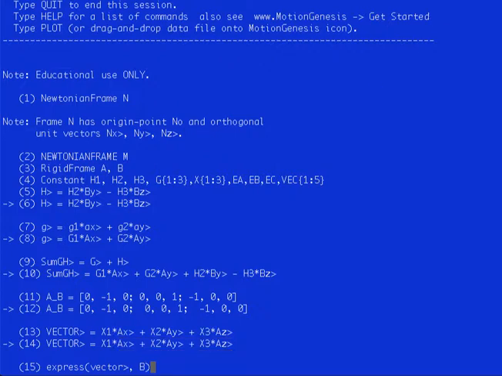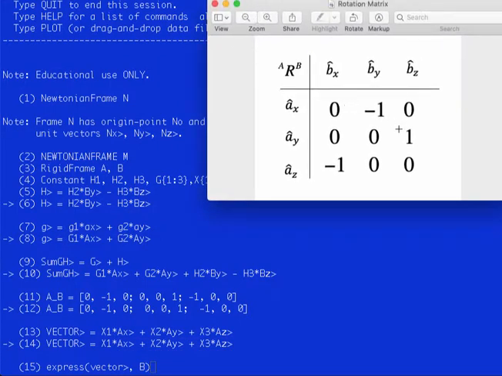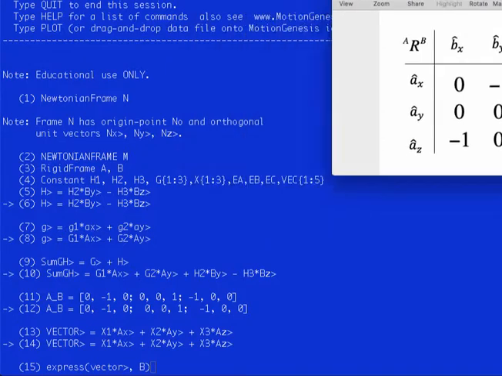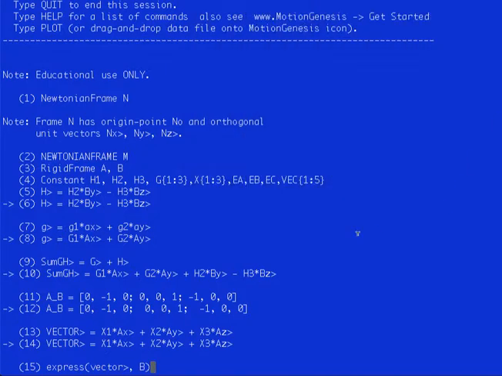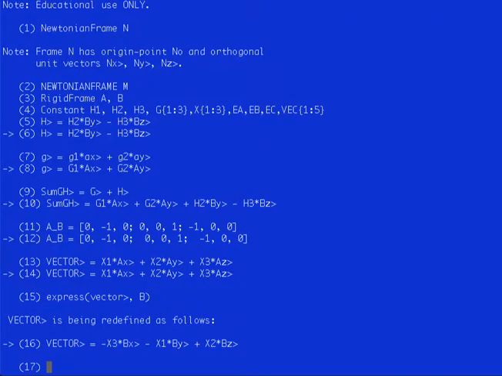Now this rotation matrix, of course, is pretty straightforward. So I can see that AX equals minus BY, AY equals BZ. And so you could figure this out. It's not too hard to do this offline, but it's going to go ahead and do the conversion for me. I'm just trying to avoid a bunch of sines and cosines in this example. And so my vector is being redefined as minus X3BX minus X1BY plus X2BZ. And that's what it is now.